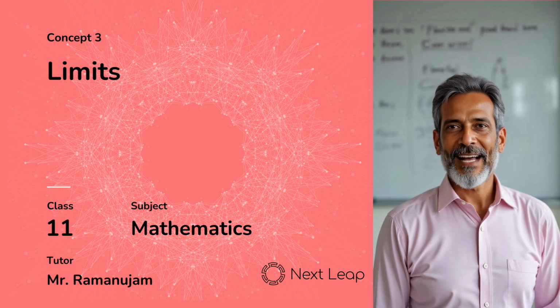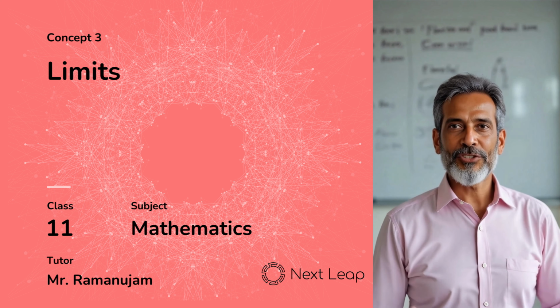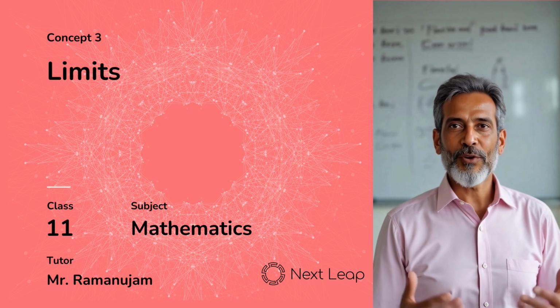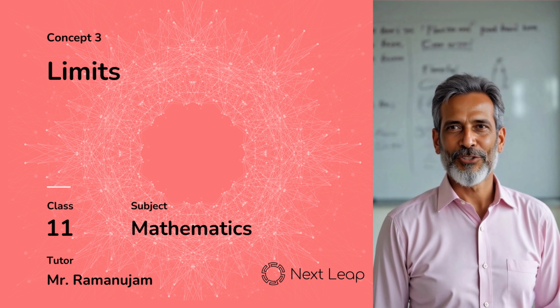So, what exactly is a limit? Simply put, a limit describes how a function behaves as its input value moves closer to some number. Importantly, the function's input doesn't have to actually reach that number. It's about the value the function tends to or approaches as the input gets nearer.